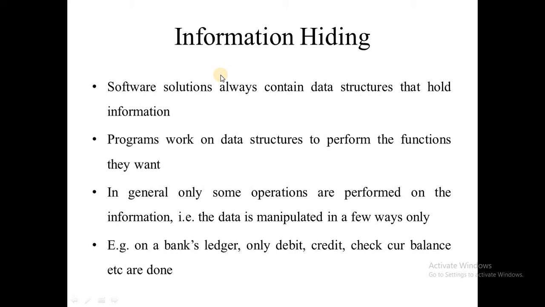So why is this important? Because it secures the data, because data is not visible to the outside world. No one can access it, no one can change the data, no one can manipulate the data. Data is not visible to the outside. Only some particular operations can modify the data. So that's why it secures the data, and that's why it is one of the features of the object-oriented programming system.